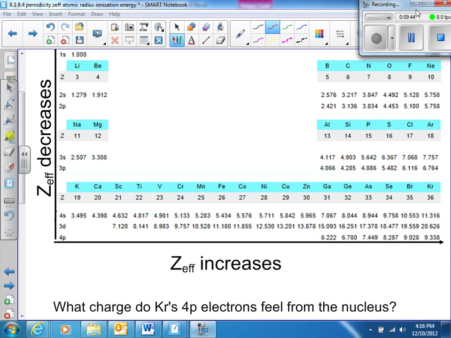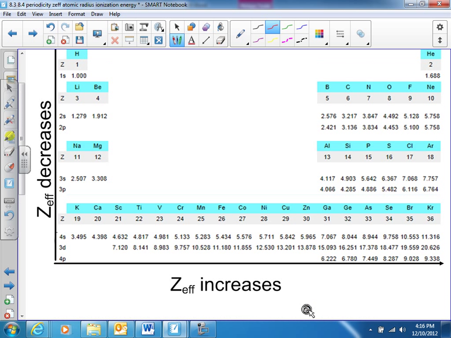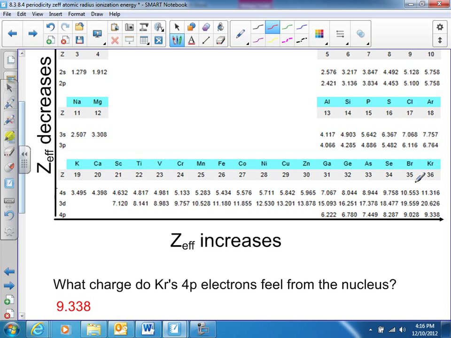By the way, you will not ever have to memorize this chart. No expectation of that sort whatsoever. But I put a question up here. What charge do krypton's 4p electrons feel from the nucleus? You might want to pause, look up this chart, and make sure you're reading the chart correctly. I'm about to show you the answer, so pause if you want to do it on your own, and here's the answer. This 9.338. So we have krypton. The 4p electrons of krypton feel a charge of 9.338.